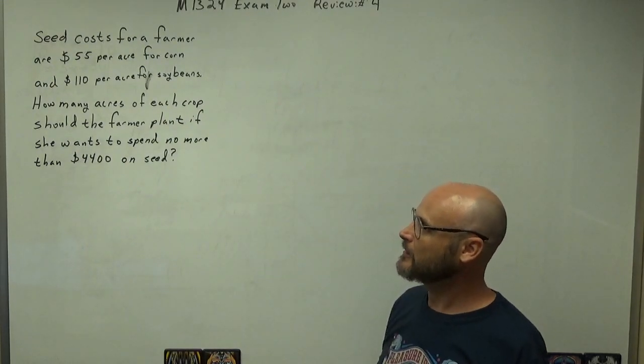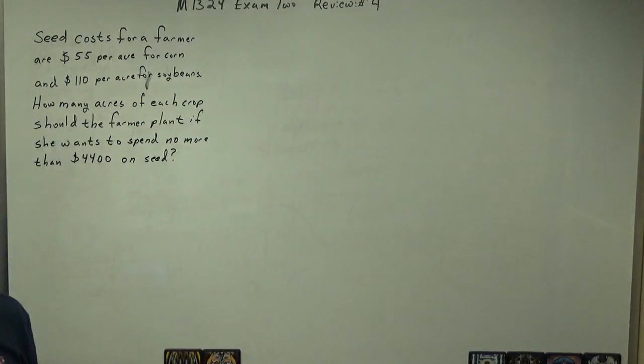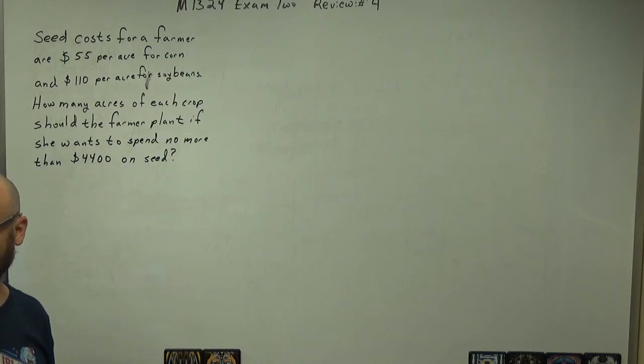Anyway, what the problem wants you to do is express your answer as a linear inequality with appropriate non-negative restrictions and draw its graph. And then it even tells you to let x be the number of acres planted of corn and let y be the number of acres planted with soybeans.